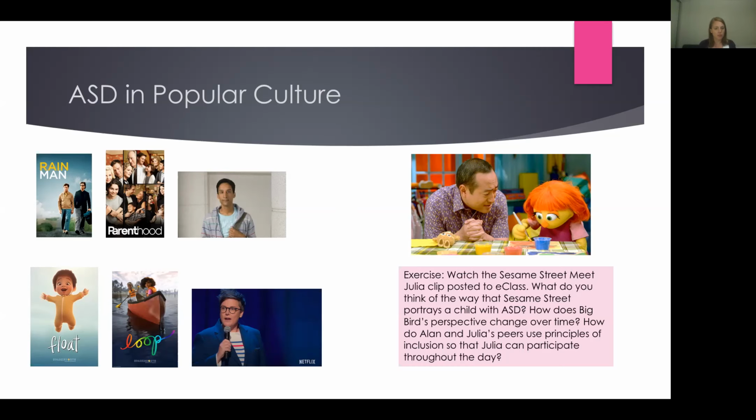There are some other common examples of people with ASD in the media, so there are some things you may be familiar with. Abed in Community is one good example. And Hannah Gadsby, if you're familiar with Hannah from Netflix, has also been diagnosed with autism and is quite open about it. And there are two Pixar short films. One, Float, was inspired by a parent who has a child with autism, and then Loop is about a girl who has, I think, nonverbal autism. So definitely some things to check out if you're interested.